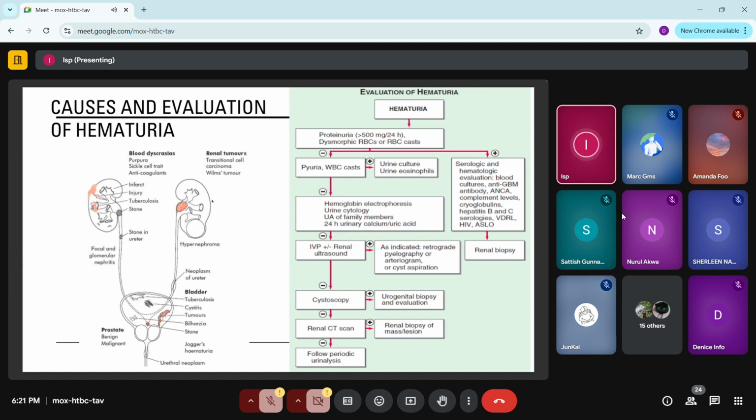Anyone not clear about hematuria? Okay, let me try to repeat one more time. Hope that you guys can get this. Basically we divide hematuria into painful and painless. The more common thing is still painful hematuria. The common thing is still renal stone. Always remember stone and infection first.